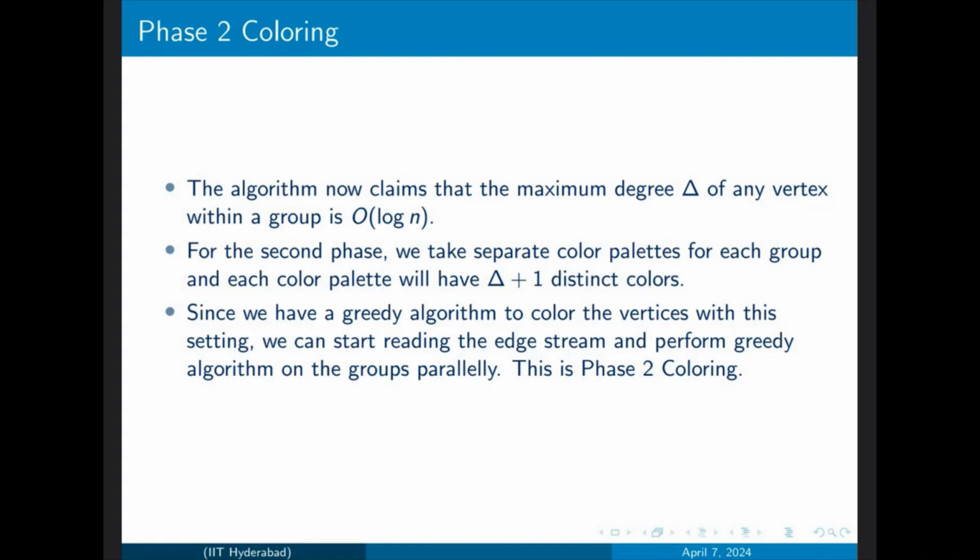So we now start scanning the edge stream and color these subgraphs in parallel using a unique color set for each subgraph, with each color set containing delta plus 1 different colors. Here delta is the maximum degree of any vertex within a particular subgraph. This is phase 2 coloring.